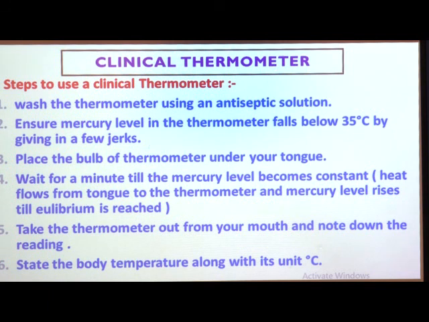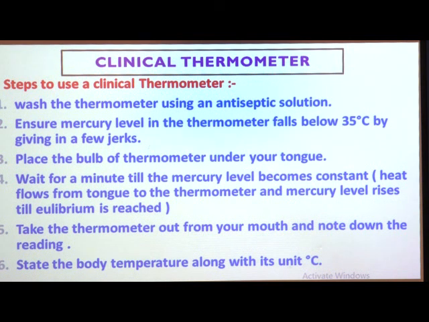Now the steps to use a clinical thermometer. First, wash the thermometer using an antiseptic solution. We use sanitizer, which is also an antiseptic solution. Then ensure the mercury level in the thermometer falls below 35 degrees Celsius by giving a few jerks.